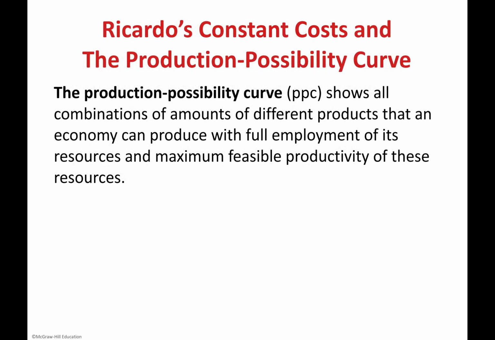How can we show this? Well, we can show it very simply by just looking at a PPC, or a production possibility curve. It shows the combos of amounts of different products that an economy can produce. Now, it assumes that we have full employment of all factors of production, and it means that we're actually using those factors of production in a maximum way. So fully utilizing in an efficient manner all of those resources or factors of production, as we call them in economics.